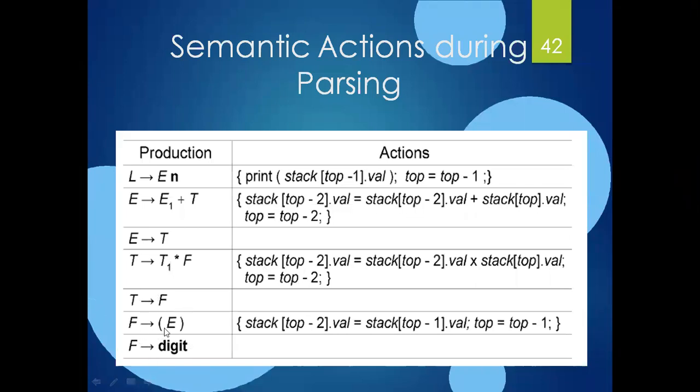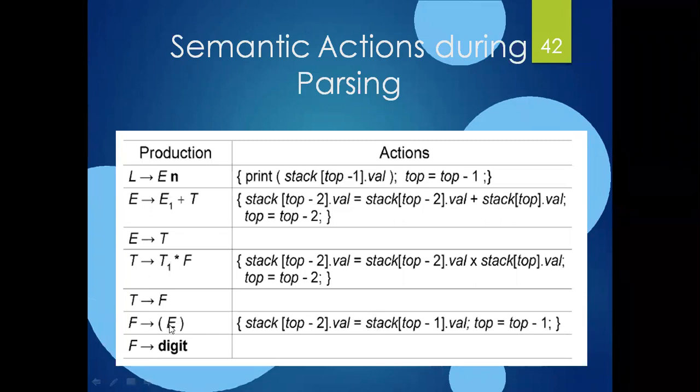And F tends to open parenthesis, E closed parenthesis. Here for the terminals I am not writing any action, not performing any action. Directly what it means is F is equal to E. That is the top minus 2 is equal to top minus 1. Right. Finally, how I am writing it is top is equal to top minus 1. I need this one. Top is equal to top minus 1.